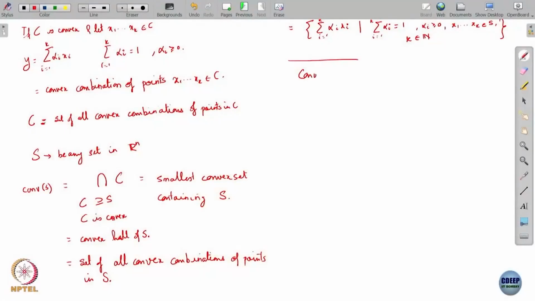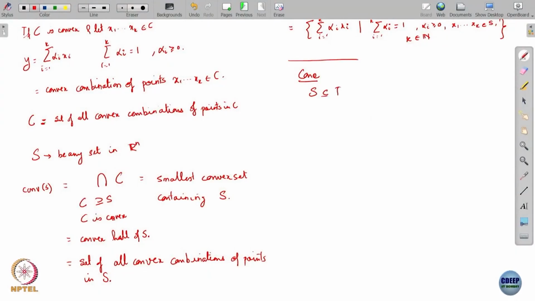Okay, so let's go to the next. So this is the definition of a convex hull of a set. Another concept we need is that of a cone.